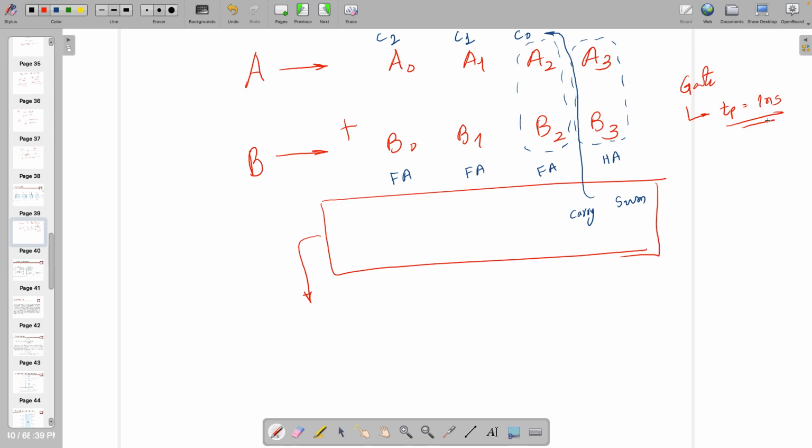What's your name? Kunjal. So Kunjal, how much time I need to see this sum and carry coming from these 4 bits? How much time should I wait? 4 nanosecond. So how did you find out this 4 nanosecond?